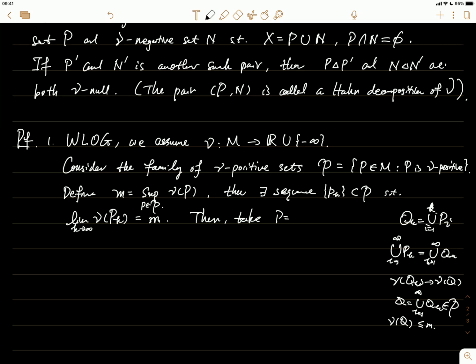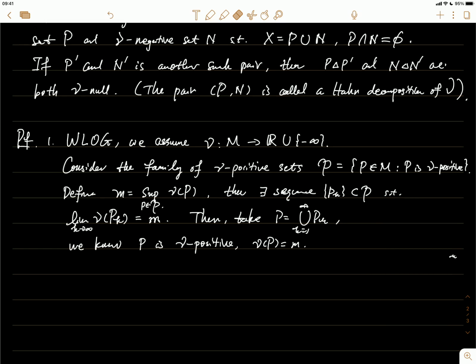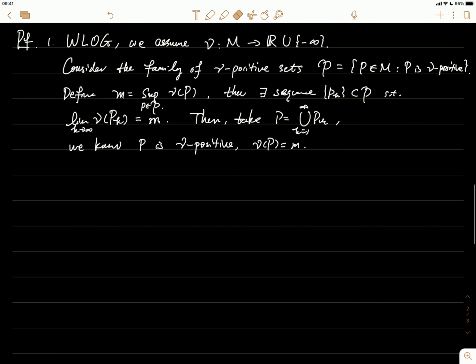Take this P to be the union of the Pk. We know this P is still nu positive, and the measure of P will be equal to M. You can prove this by what I just said here. It's not difficult. Okay, now with this, we can proceed to the next step.